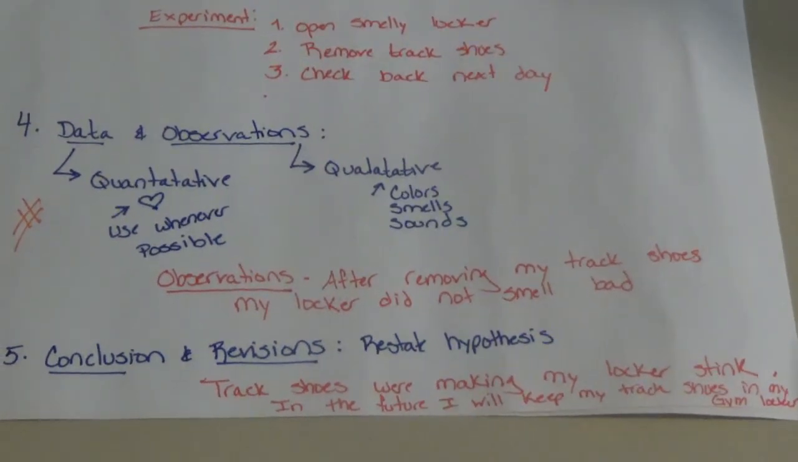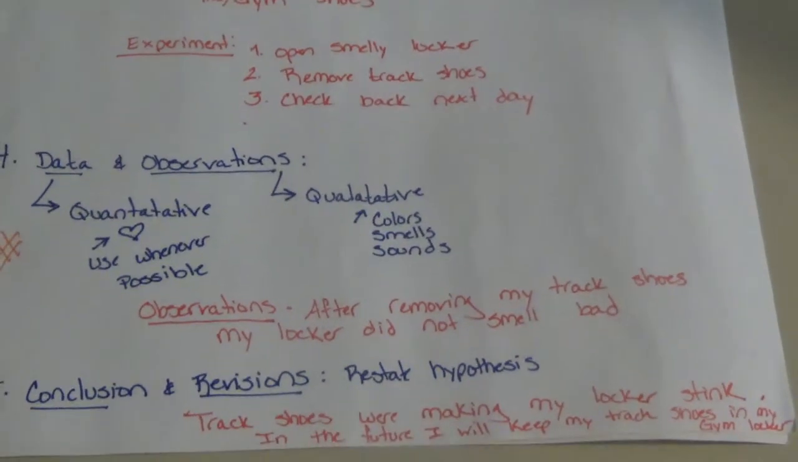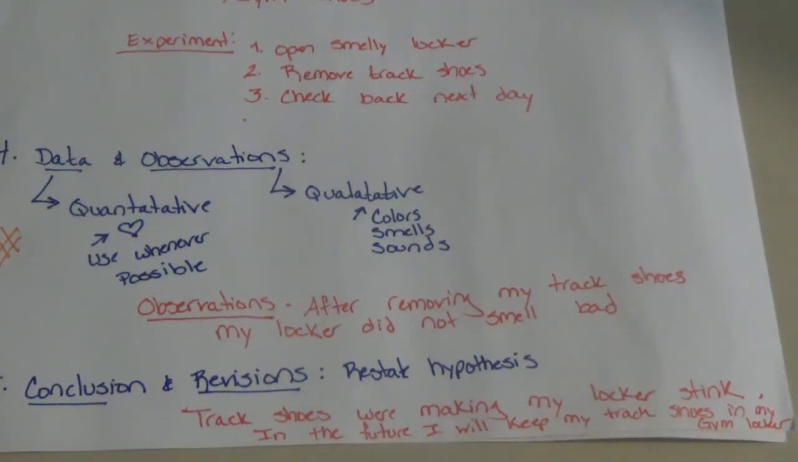Finally, for the 5th step of the scientific method, we're going to look at the conclusion and design any revisions that we might consider for the next time. Your conclusion is a restatement of the hypothesis. You're going to support or refute your hypothesis. So in this case, I would say my track shoes were making my locker stink. In the future, I will keep my track shoes in my gym locker.